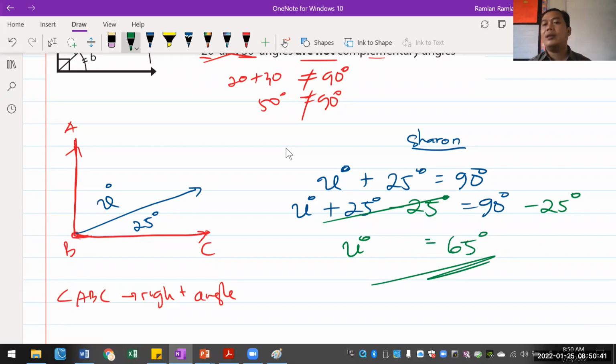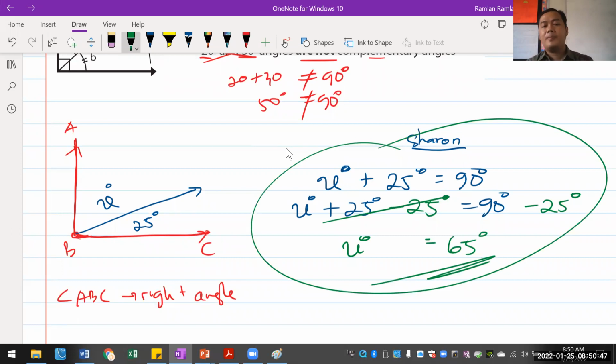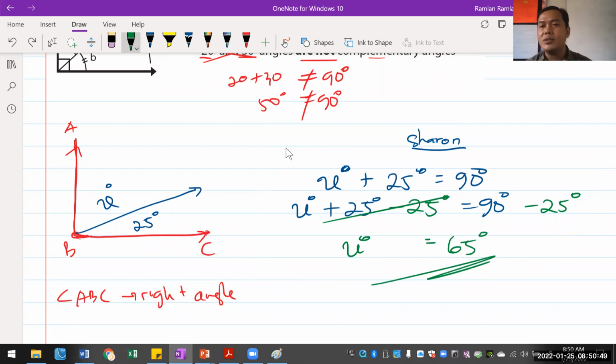So later on, if I give you a question like this, please do it like this, okay? Please write it like this, because this is a simple question. But if you go to another level, if it's more complex, the answer is not going to be as simple. You need to do a systematical process in order to find the correct answer accurately. Okay, thank you, Sharon.